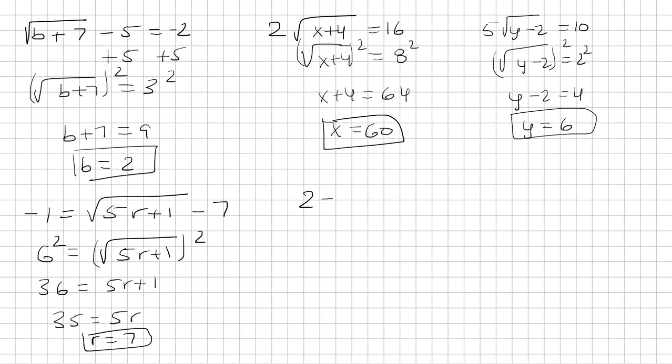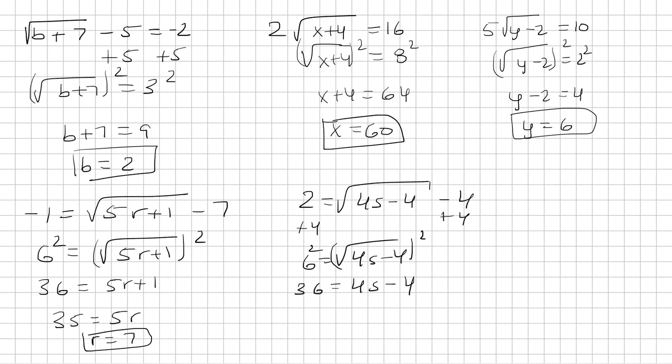Next one is 2 is equal to the square root of 4s minus 4, and then minus 4. So we'll add this 4 to both sides to get 6 is equal to the square root of 4s minus 4. Square both sides to get rid of the square root. 36 is equal to 4s minus 4. Here, I'm going to do a nice little trick by dividing both sides by 4. We have 9 is equal to s minus 1. And so adding 1 to both sides, we get s is equal to 10.